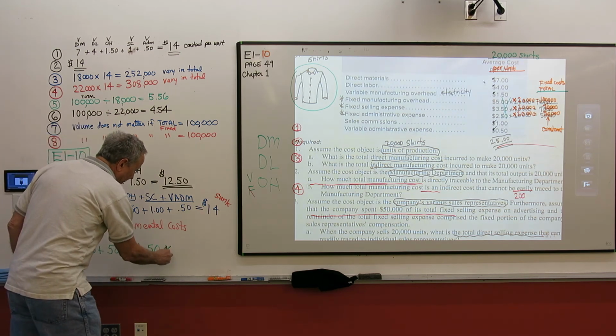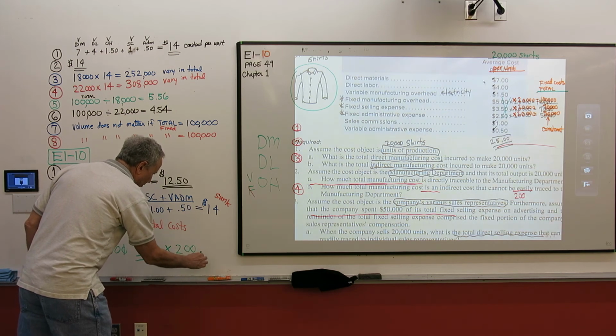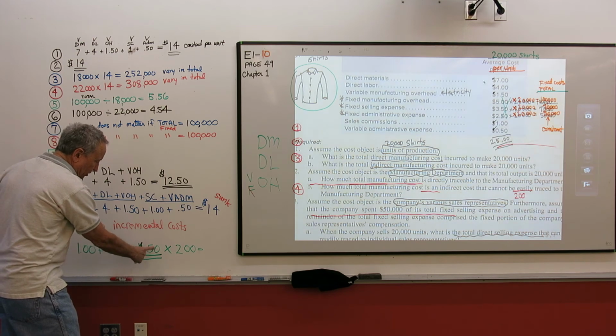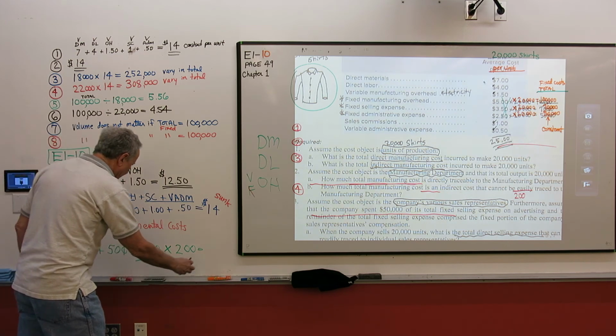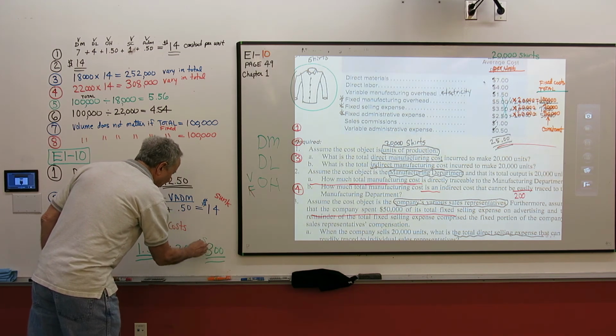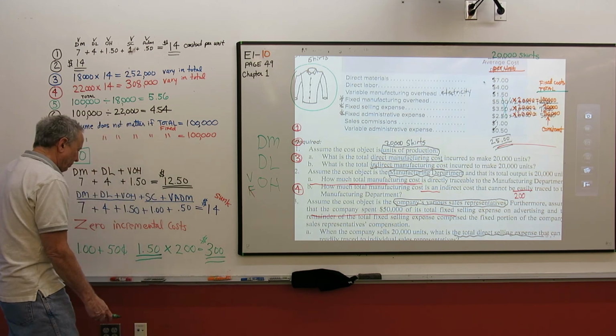I'm going to add one thing. They didn't ask for this, but if they sell the 200 shirts, what's going to be the total incremental cost? Well, for 200 shirts, it costs them $1 for the sales commission and 50 cents for the handling. That's going to be $300. So $300, that's not asked for, is the total incremental cost to sell the shirts.